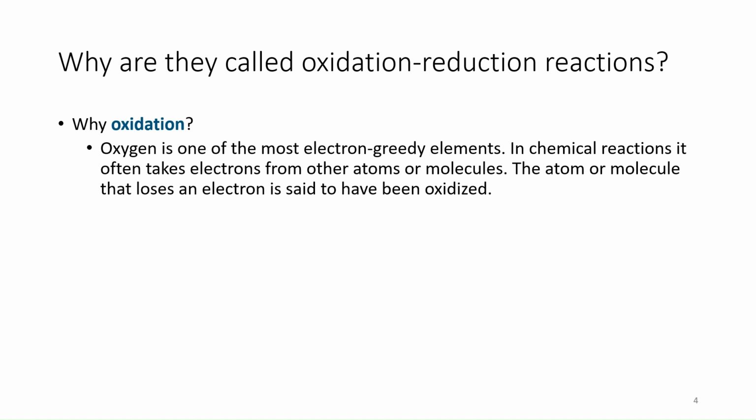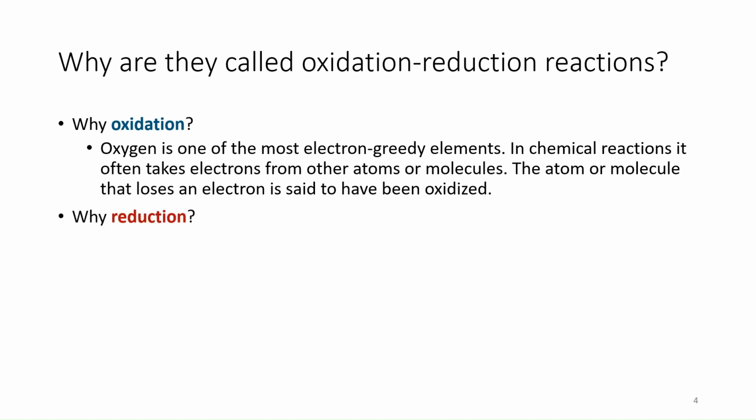The reason for this is because oxygen is very electron greedy and it tends to take a lot of electrons from different atoms. And so, usually, in fact, throughout this entire course in our organic chemistry, anytime you see oxygen with any other elements, you can pretty much bet your bottom boots that it's hogging the electrons from that other atom. And so that atom that loses an electron is oxidized.